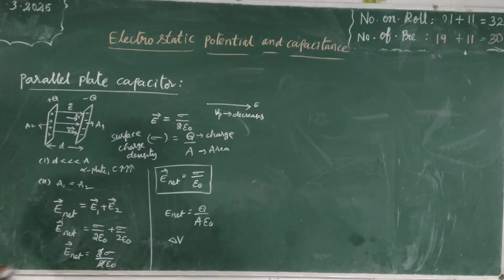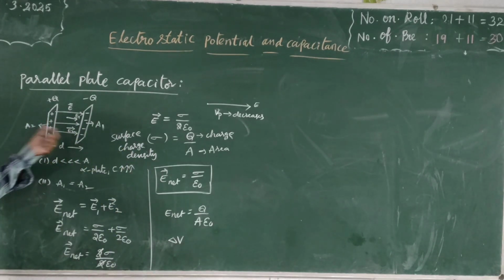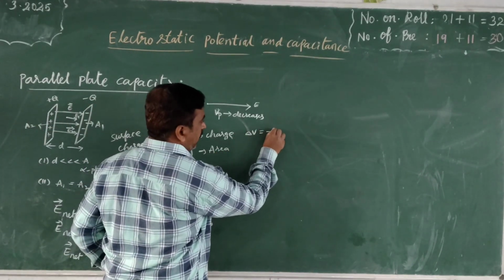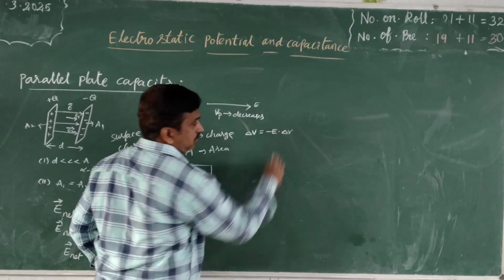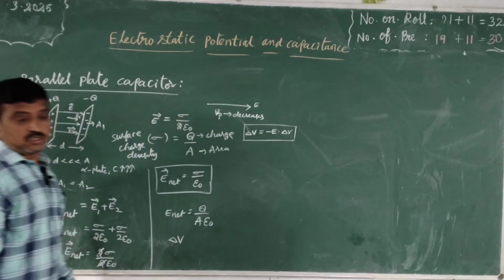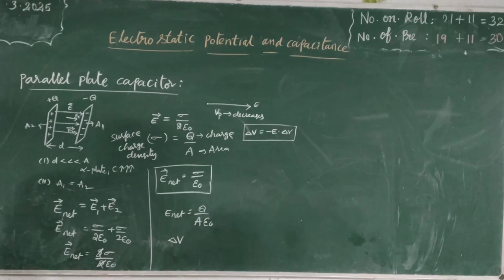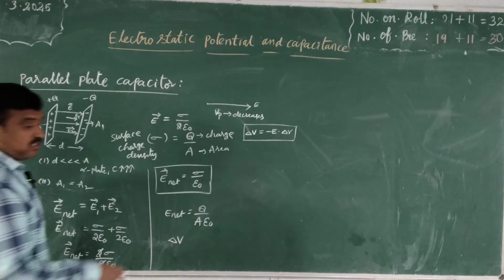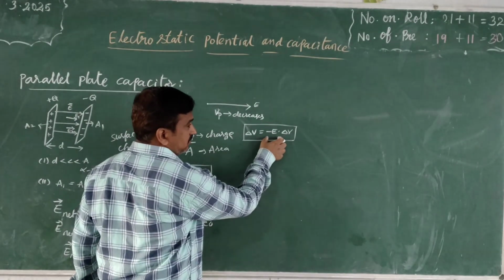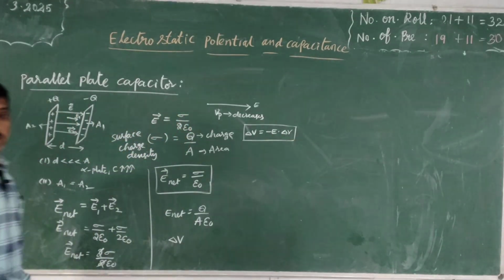What is the relation between electric potential and electric field? We know delta V equal to minus E dot delta R. This is the relation between electric field and electric potential. This we also discussed in the lesson on electric charges and electric fields. So what is the relation between electric potential and electric field? Delta V equal to minus E dot delta R.